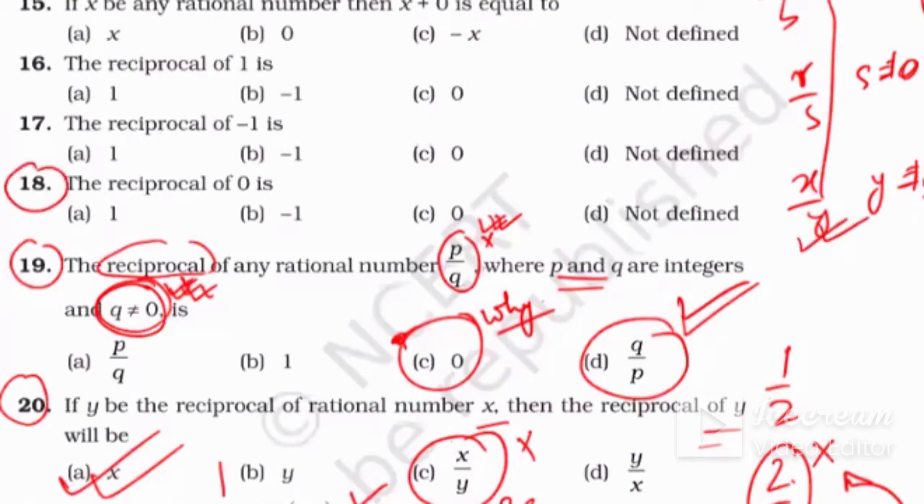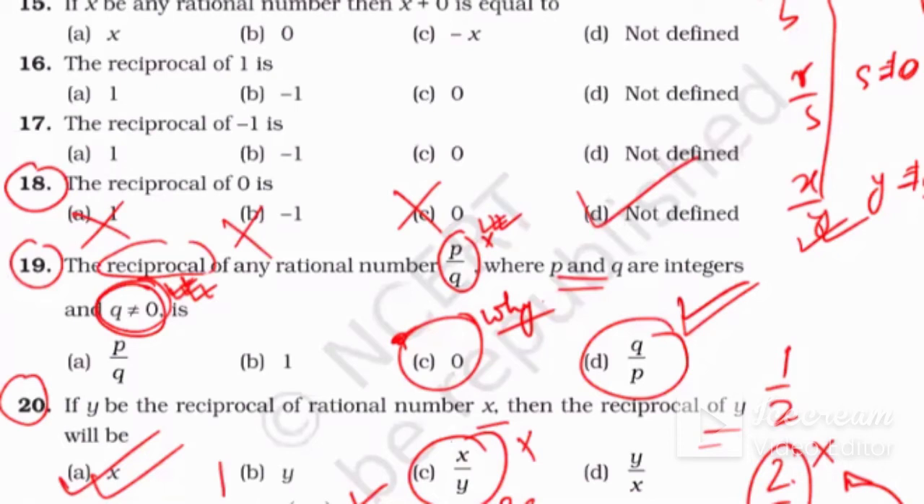Question number 18. The reciprocal of 0 is... 0? One? Wrong. Not defined. The reciprocal of 0 is not defined.